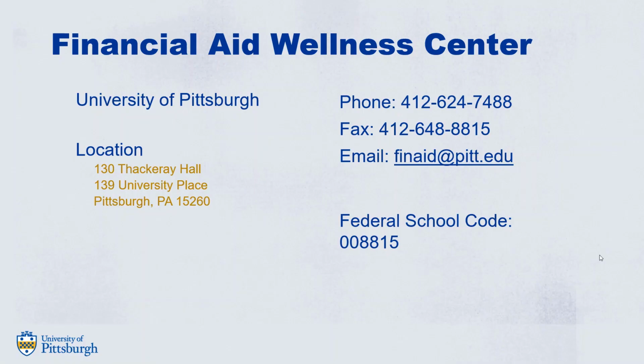Once you have completed entrance counseling and a master promissory note, it's important to have the contact information for the Financial Aid Wellness Center. We are available to address any questions that you may have regarding this process, or if you have questions about your financial aid in general. Our location is 130 Thackeray Hall, 139 University Place, Pittsburgh, PA 15260. Our phone number is 412-624-7488, and our email is finaid@pitt.edu. Please also make a note of the federal school code for the University of Pittsburgh, which is 008815.